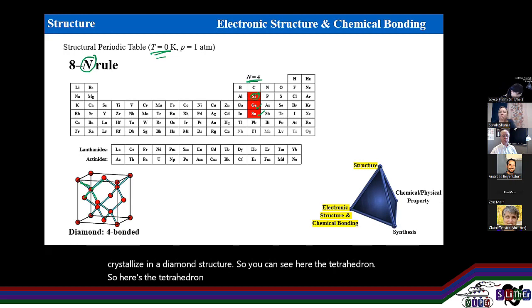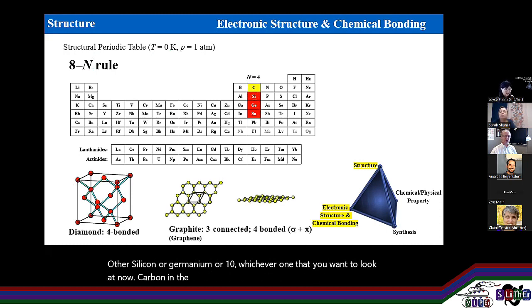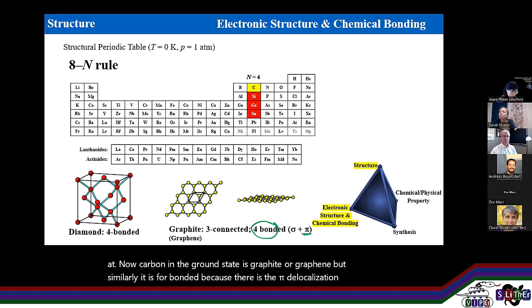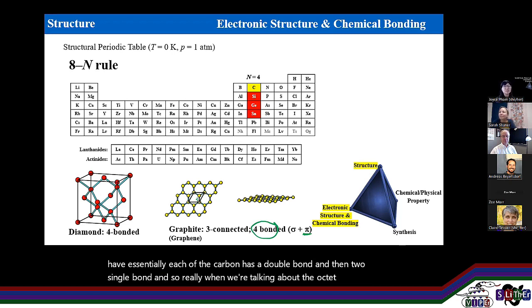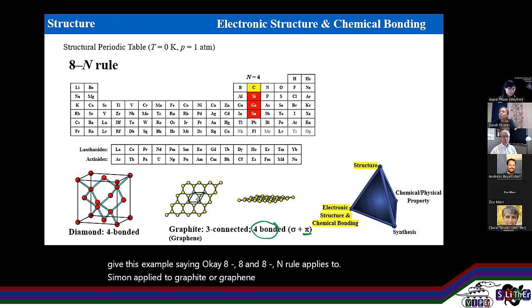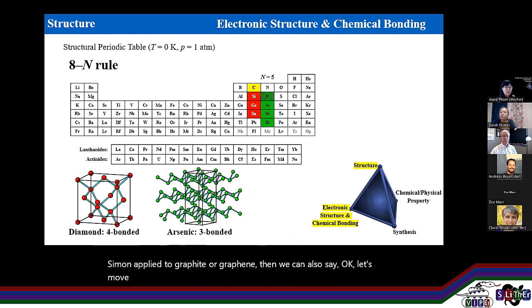It'll be bonded to 4 other silicon or germanium or tin, whichever one that you want to look at. Okay. Now carbon in the ground state is graphite or graphene, but similarly, it is 4 bonded because there is the pi delocalization. So you have essentially each of the carbon has a double bond and then 2 single bonds. And so really, when we're talking about the octet rule, we just need to mention to the students, it relates to solids as well, and just give this example saying, okay, the 8 minus n rule applies to diamond, applies to graphite or graphene. Then we can also say, okay, let's move on to now n equals 5.